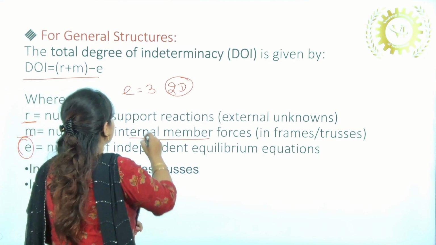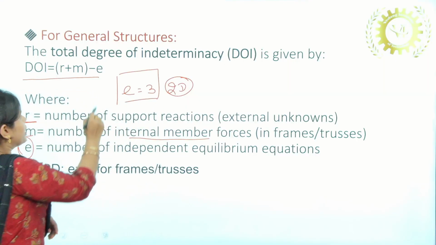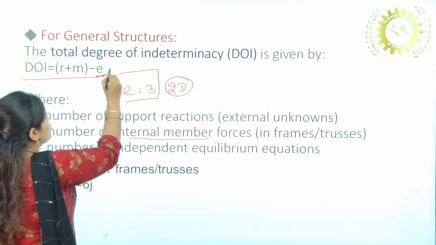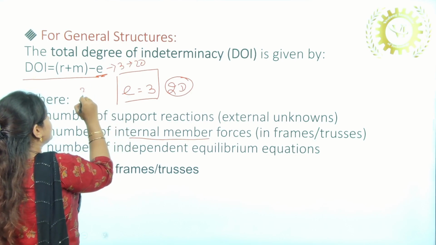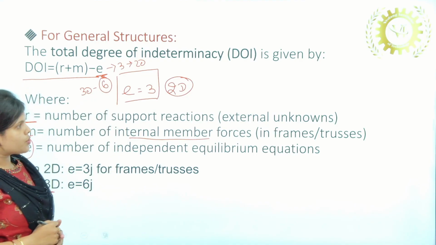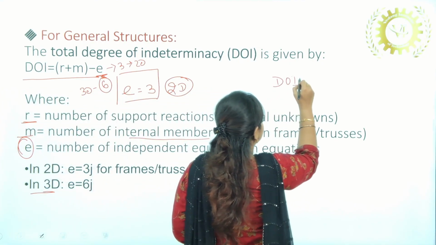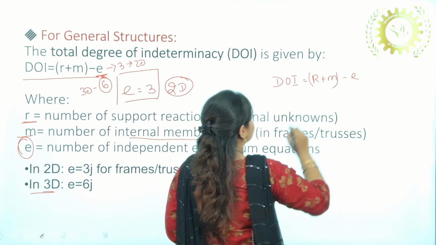6. Okay, so whenever we have E in formulas, we need to remember these two things. For 2D it is 3 and for 3D it is 6. So the first formula is DOI is R plus M minus E.